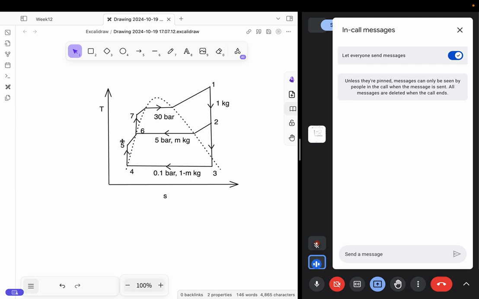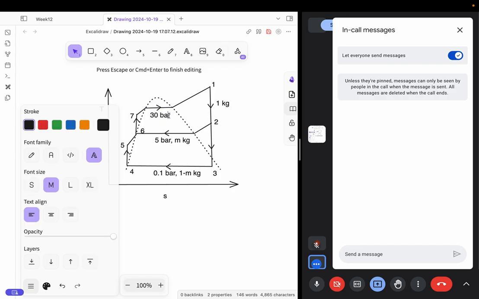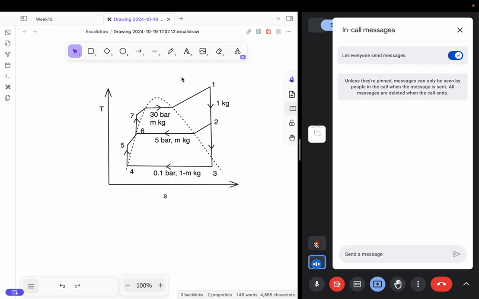So when both of these get mixed inside your heater, it will go into the boiler. Inside the boiler, you will again have m kg of your steam. This m is something that we have to find, that we do not know as of now, which we will do now.